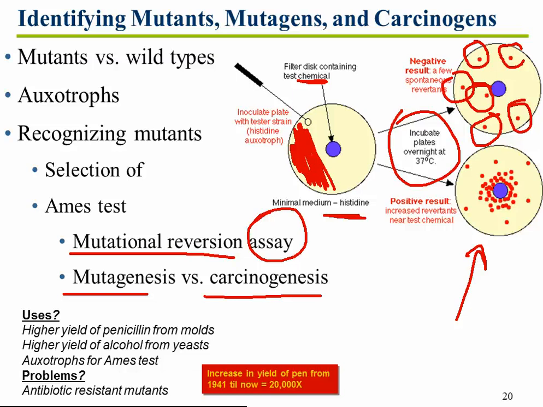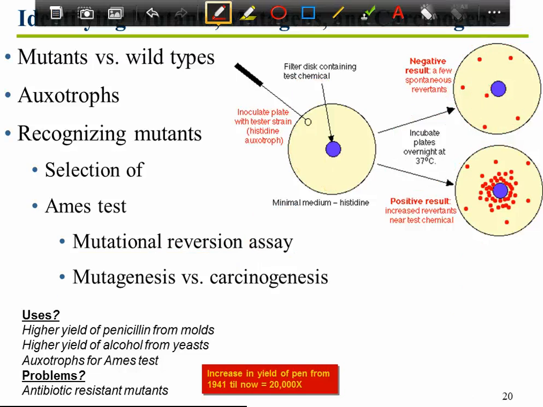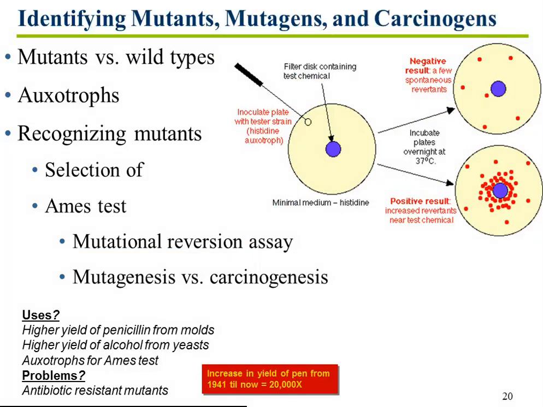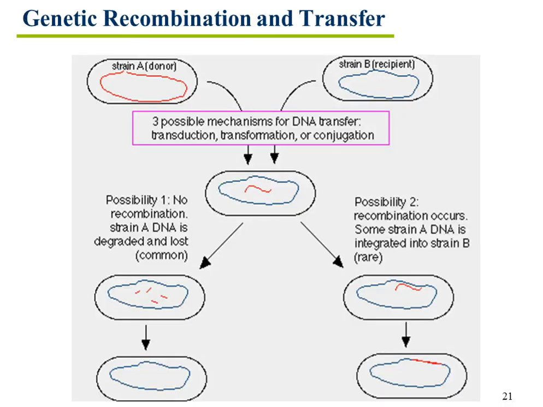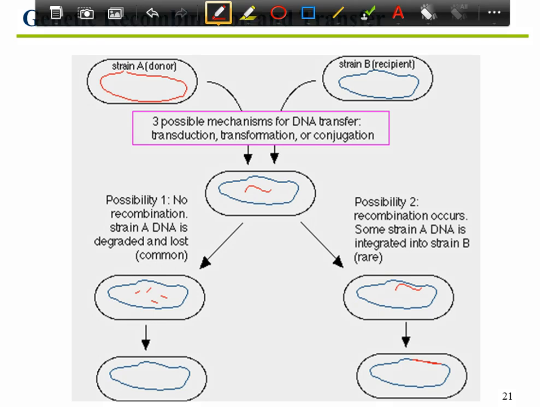So that's the Ames test. A lot easier than using animals and cells and such. Okay, so let's move to recombination. Here's the overall view. All right, over on our right, let's say here is a staph.